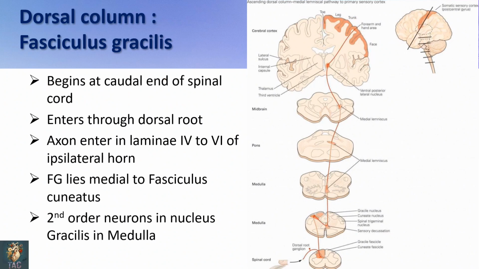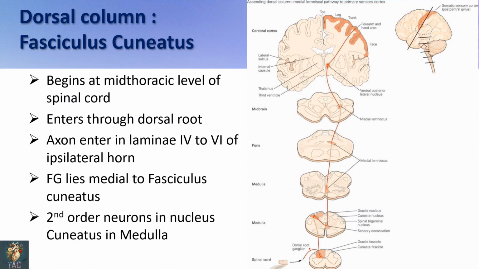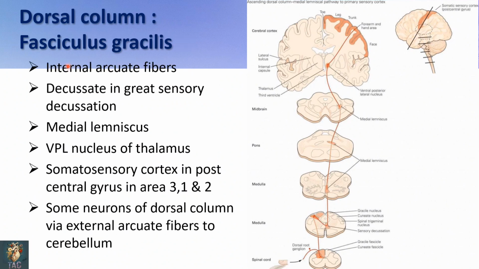So this is the fasciculus gracilis. Then fasciculus gracilis into internal arcuate fibers. Here you can see, I have told you, decussate in the major sensory decussation, ascend as the medial lemniscus into the VPL nucleus of the thalamus, and then to the somatosensory cortex. In the post-central gyrus, the area is 3, 1 and 2. Again your MCQ. Some neurons of the dorsal column go via external arcuate fibers to the cerebellum as well. So this is again another MCQ as well.